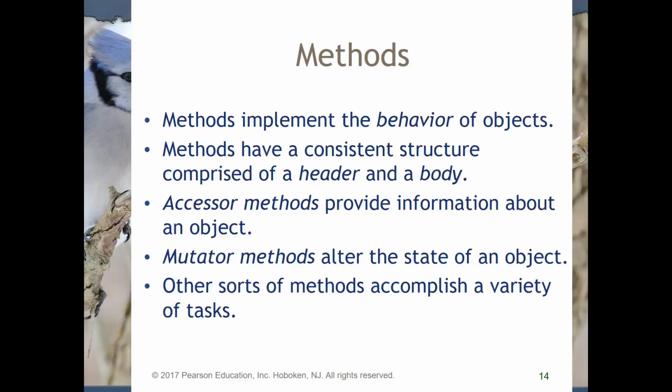Methods, as I've talked about before, implement the behavior of the objects. In other words, the methods would do all of the work for a class. It's the only place where you have meaningful code. Everything else is a declaration, more or less. Methods have a consistent structure comprised of a header and a body. Just like a class has a definition at the top, then everything inside of it, methods have a definition at the top and everything inside of it.